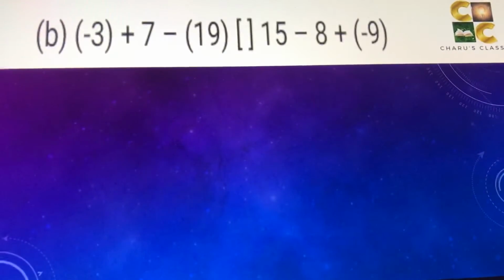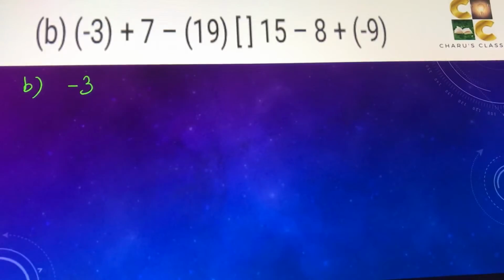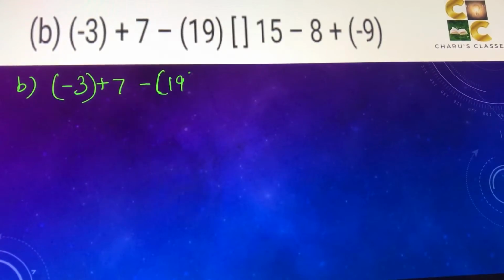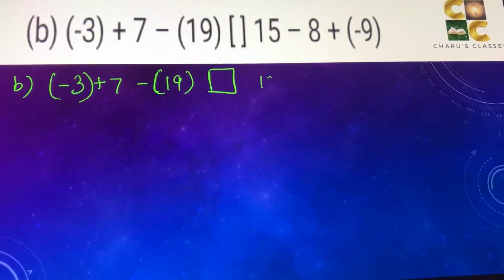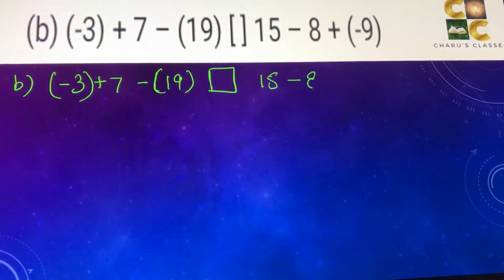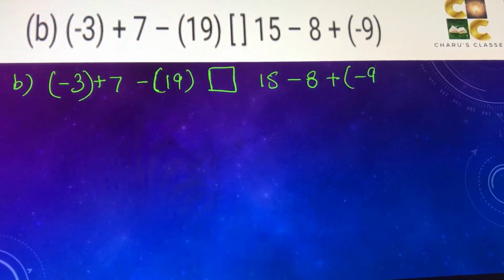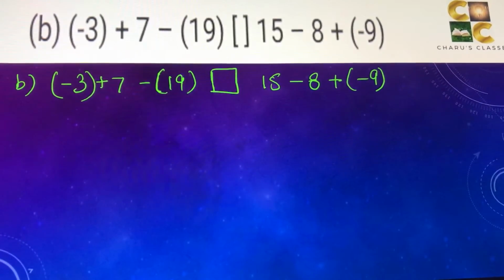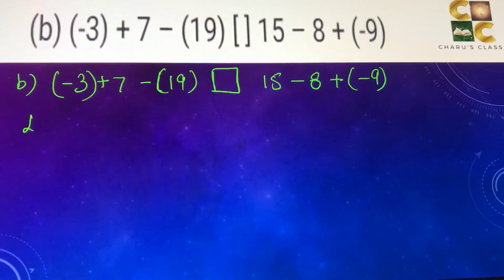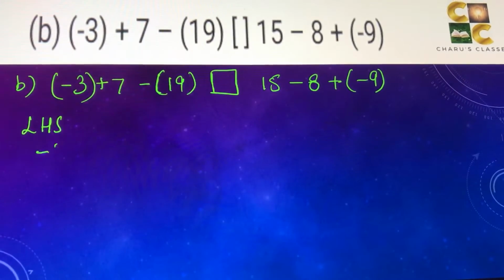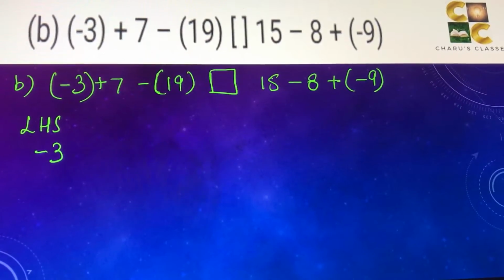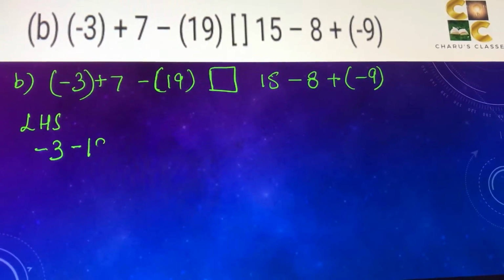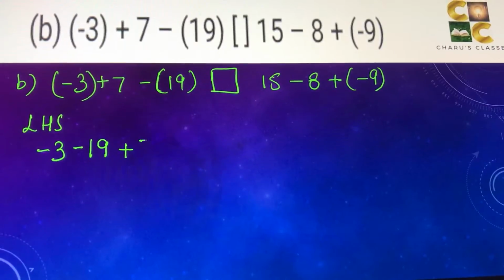B part, -3 plus 7 minus 19, and on the right hand side we have 15 minus 8 plus -9. So let's take the left hand side first. So -3 plus 7 minus 19. Let's bring all the negative numbers together. That will make the calculations easier.